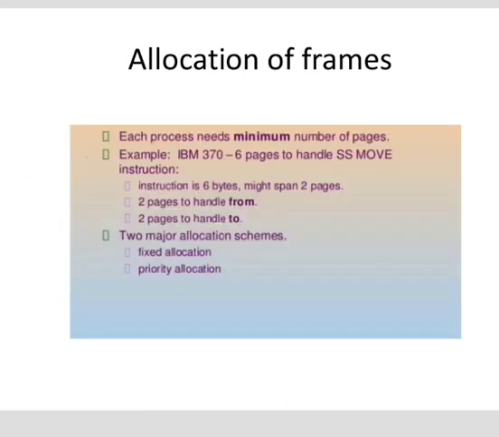Then the next is allocation of frames. Each process needs a minimum number of pages. For example, in the IBM 370, there are 6 pages to handle the move instruction. The instruction is 6 bytes, so it might span 2 pages. So 2 pages to handle from and 2 pages to handle to. There are two major allocation schemes, that is fixed allocation and priority allocation.